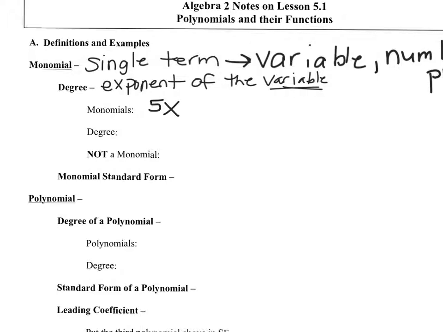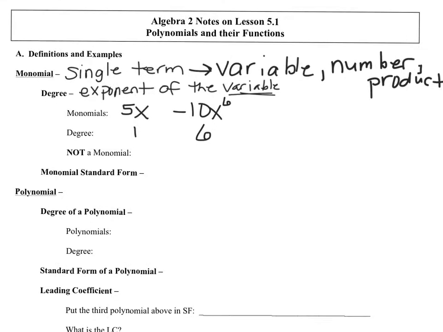5x. That's a monomial. That is either a variable or a number or the product of both of them. It's the product of both of them. That's a monomial. It's one single term, and the degree is the variable exponent, which is 1. This is x to the first power. We don't write a 1 there, but we know it's there, right? It's to the first power. Okay, how about something like this? Negative 10x to the 6th. That's a monomial with degree 6.